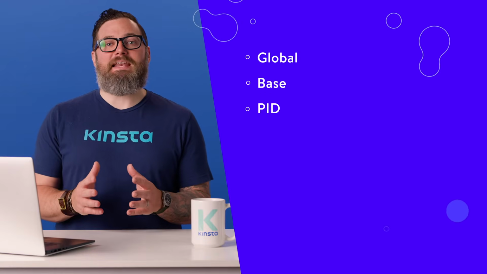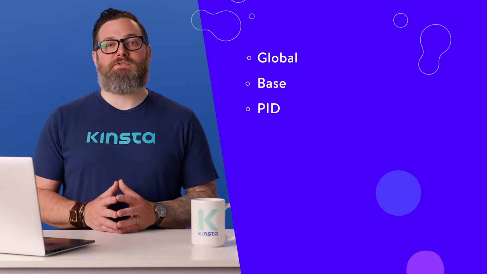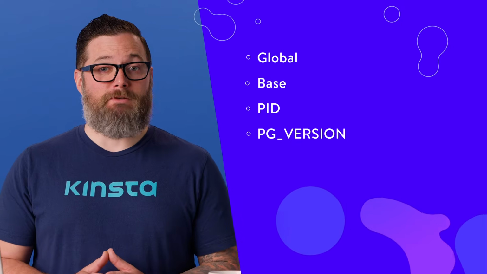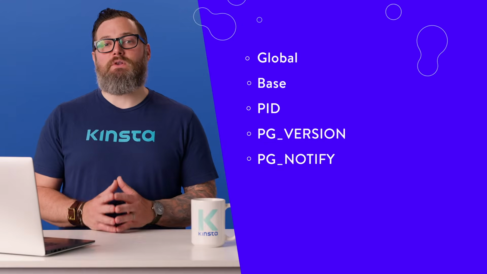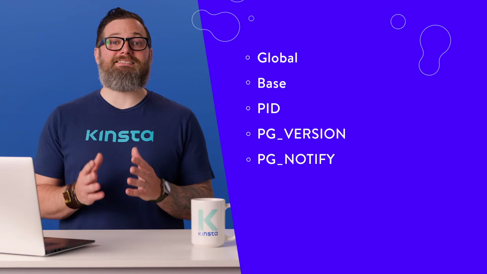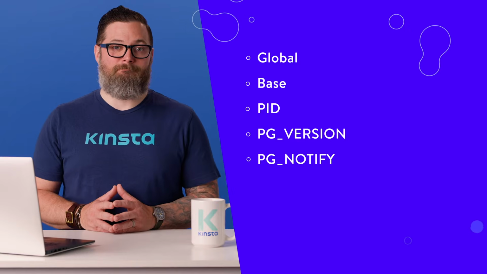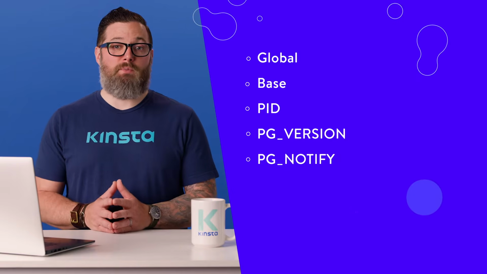PID. The PID file consists of the current postmaster process ID. PG_VERSION. This file consists of the database version information. pg_notify. This subdirectory contains the listen/notify status data. These files can be useful for troubleshooting.